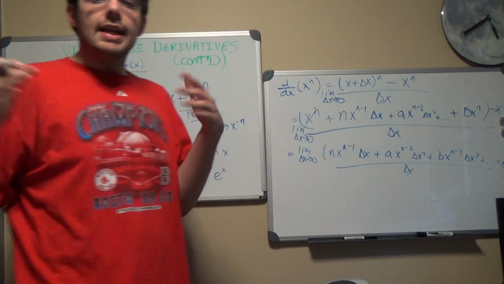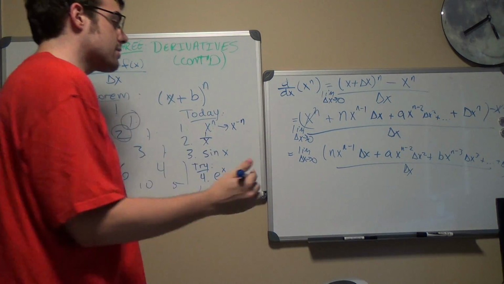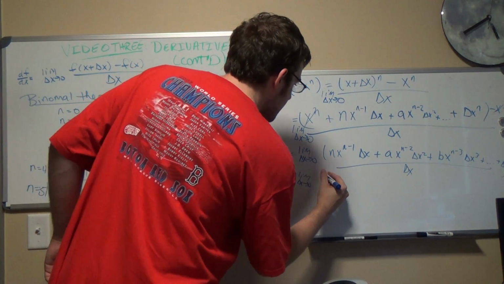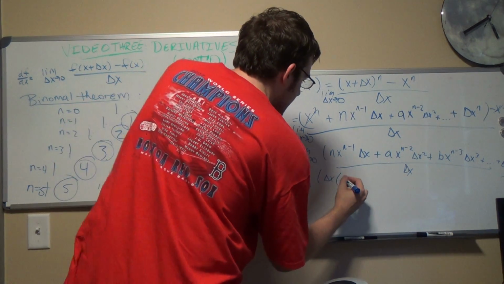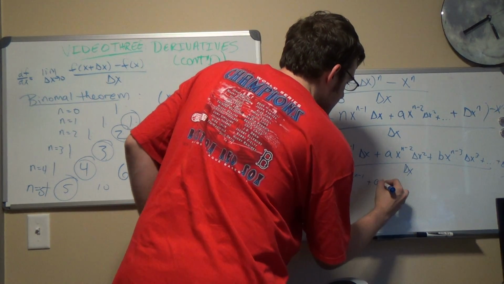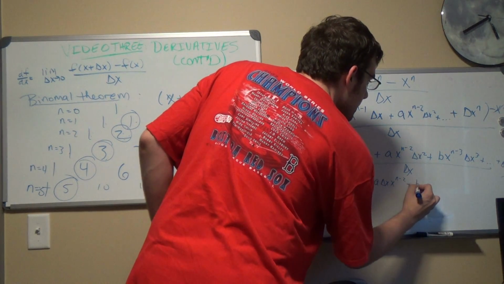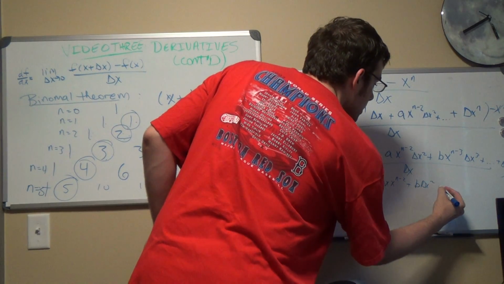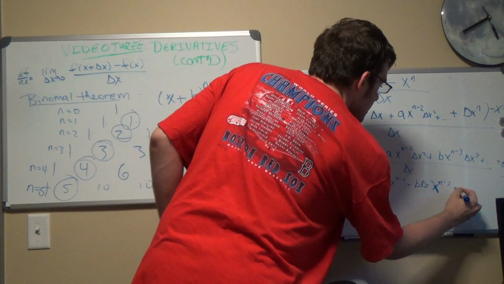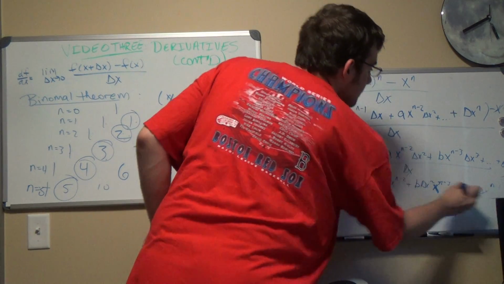delta x. Now all these terms have delta x's in them, so we can factor out delta x. So we have limit as delta x approaches 0 of delta x times n times x to the n minus 1 plus a delta x x to the n minus 2 plus b delta x squared x to the n minus 3 plus and so on, plus delta x to the n minus 1.